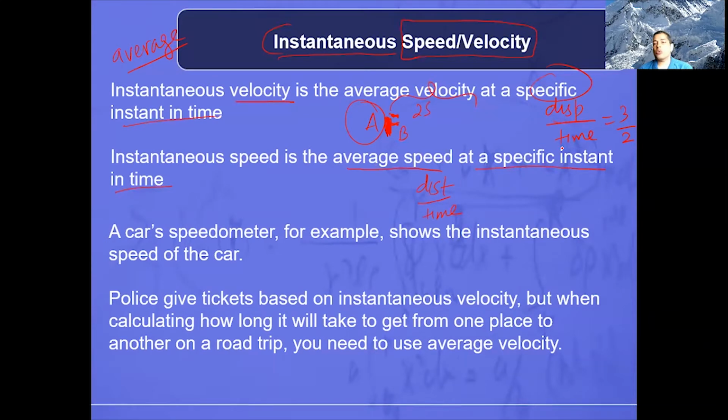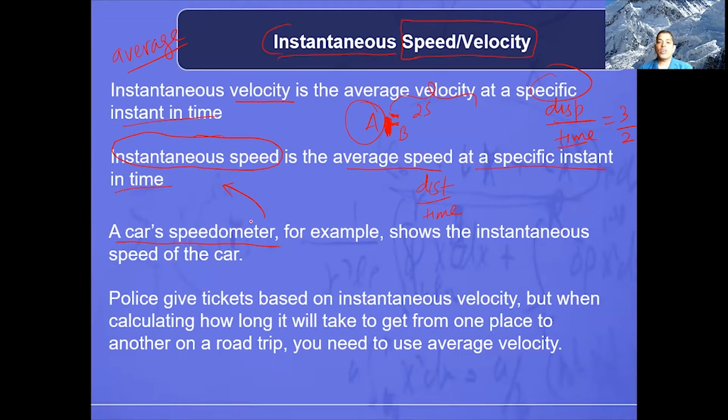Here you have displacement over time, you have distance over time. One very good example of instantaneous speed is the speedometer in your car. Everybody drives a car, right? That is the speedometer in the car. If you press the accelerator, your speedometer shows a higher speed. Meaning your speedometer gives you the speed instantly.